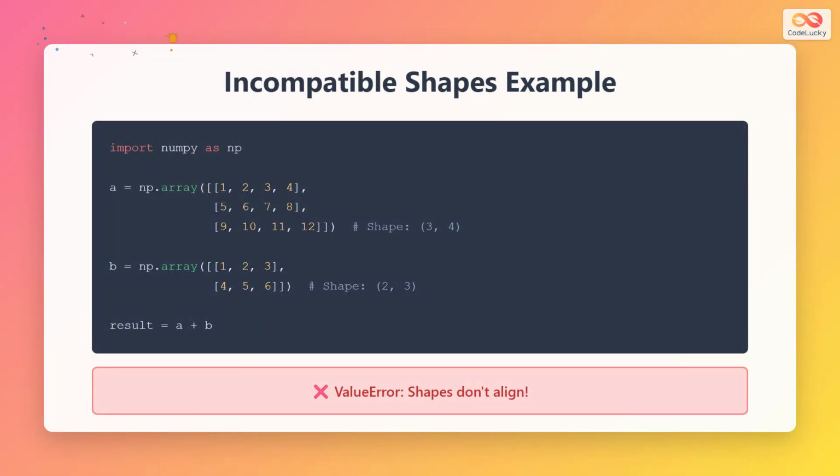Here's a concrete example that triggers a broadcasting error. We have array A with shape 3x4, containing 12 elements arranged in 3 rows and 4 columns. Array B has shape 2x3, with 6 elements in 2 rows and 3 columns. When we try to add these arrays together, NumPy raises a ValueError because the shapes don't align according to broadcasting rules.